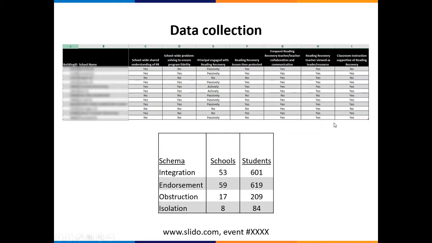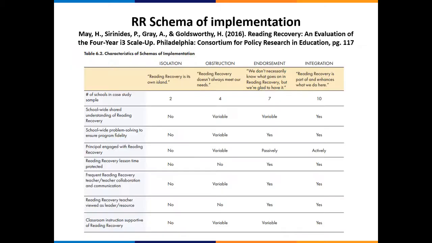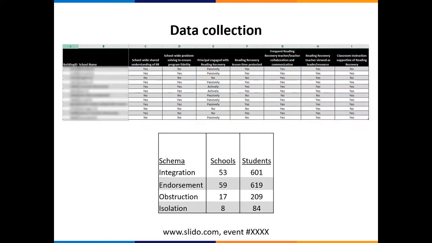Now, it's always worrying when you get a small number, like down here, where we only have 8 schools. We can see that actually is similar to what they have over here in the i3 report. They took a sample of about 23 schools, and only 2 of them fell into that isolation category. So I hope what this is telling us is that we don't have a lot of schools operating down here. The majority of our schools are operating up here in integration and endorsement.